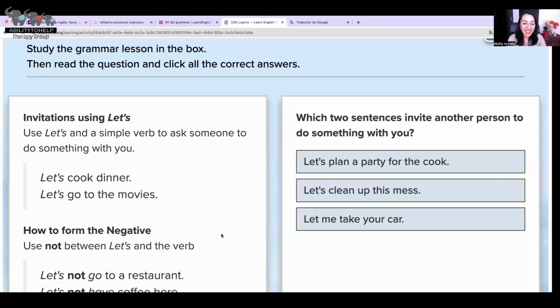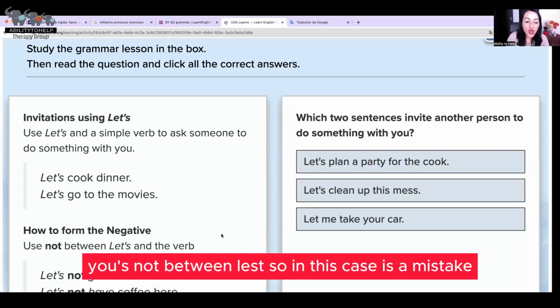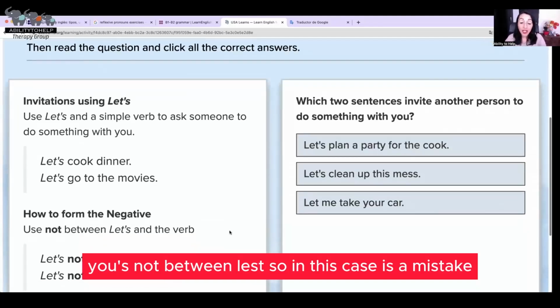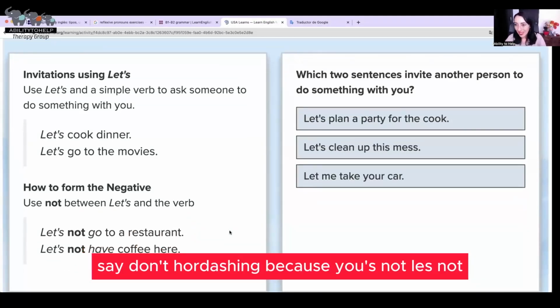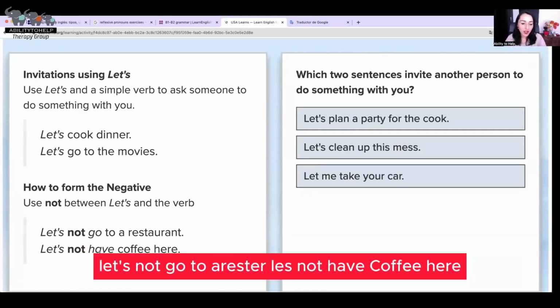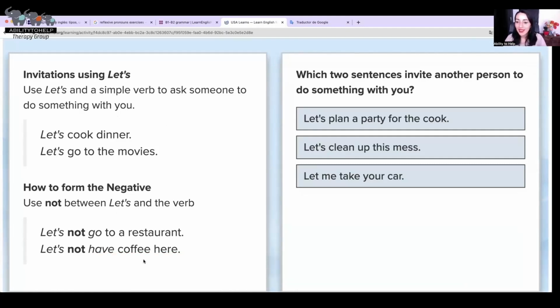How to form the negative? Use not between let's. So in this case, it's a mistake to say don't or doesn't, because you use not. Let's not. Let's not go to a restaurant. Let's not have coffee here. So, which two sentences invite another person to do something with you? Let's plan a party for the cook. Let's clean up this mess. Let me take your car.